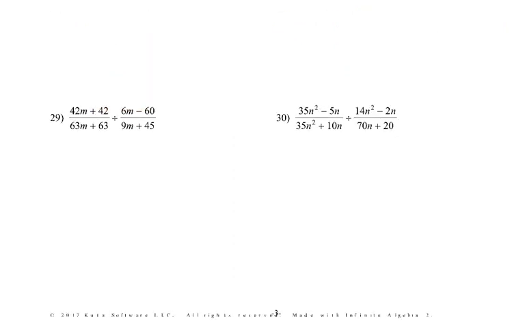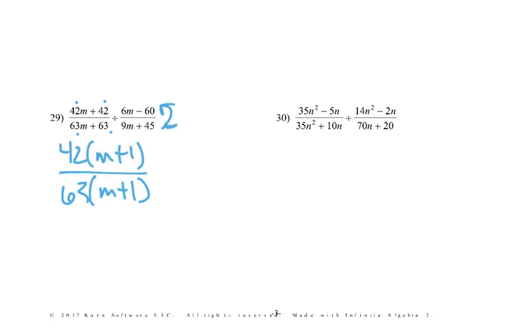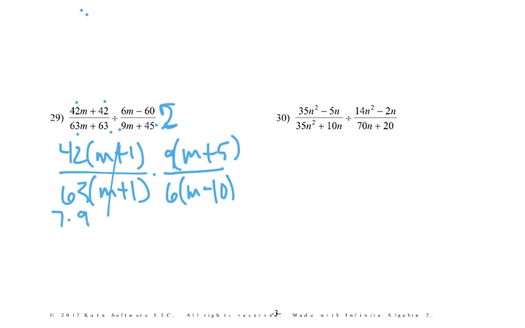Okay, 29 and 30. So pull out a 42. We get 42 times m plus 1. 63 times m plus 1. Flip these. Pull out a 6 on the bottom. 6 times m minus 10. And if we pull out a 9, we get 9 times m plus 5. So m plus 1s would cancel. 63 is 7 times 9. 42 is 7 times 6. 7s cancel. 6s cancel. 9s cancel. m plus 5 over m minus 10.